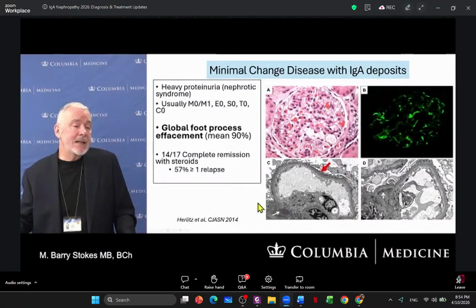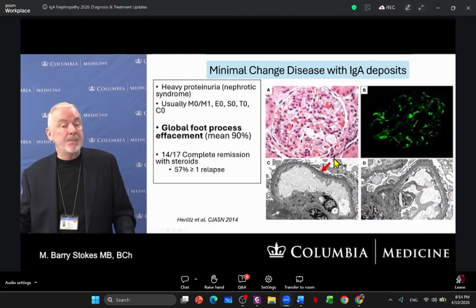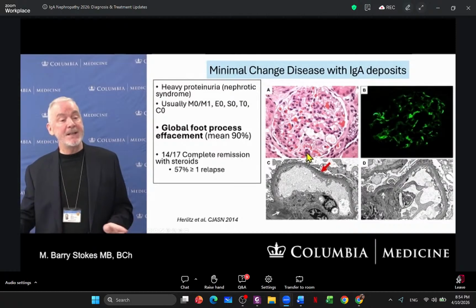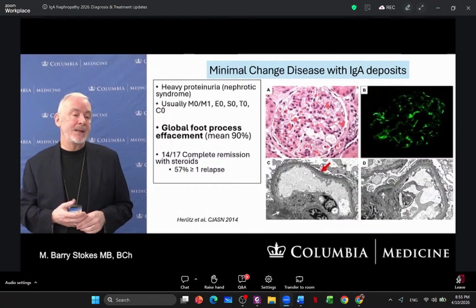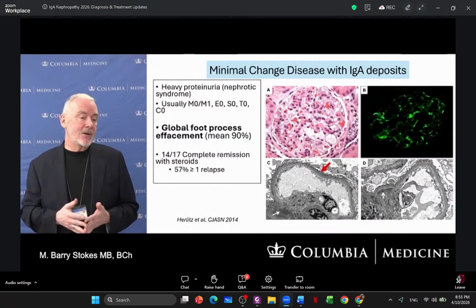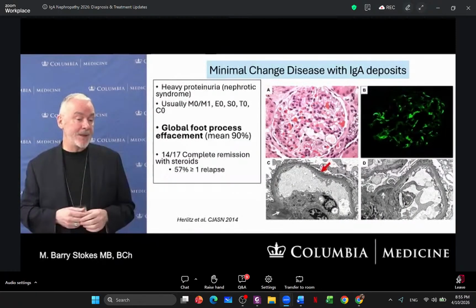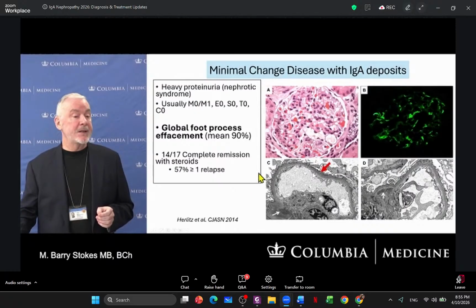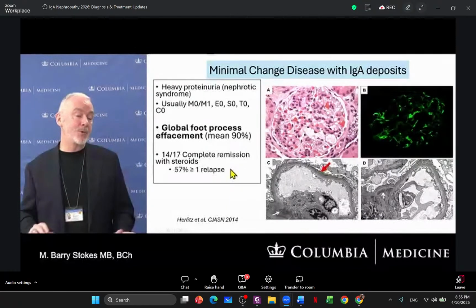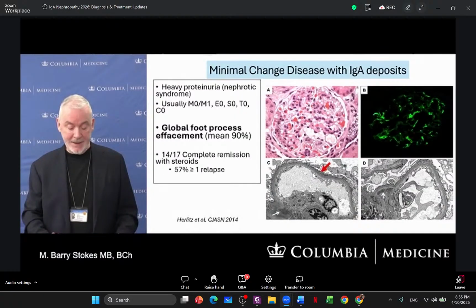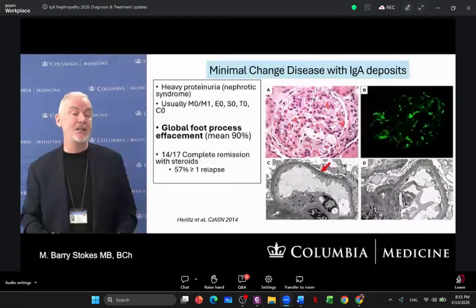In our experience here at Columbia, we had 17 patients with this condition. 14 out of 17 had a complete remission with steroids. So even though they presented with very heavy proteinuria and nephrotic syndrome, they got well with steroids. And that would not be the classic clinical course, I think, with IgA nephropathy with heavy proteinuria. And what was also interesting here, about 2/3 of those patients had at least one relapse, presenting again with nephrotic syndrome that responded to steroids. So that behavior is typical of a primary podocytopathy, like minimal change disease, rather than IgA nephropathy.